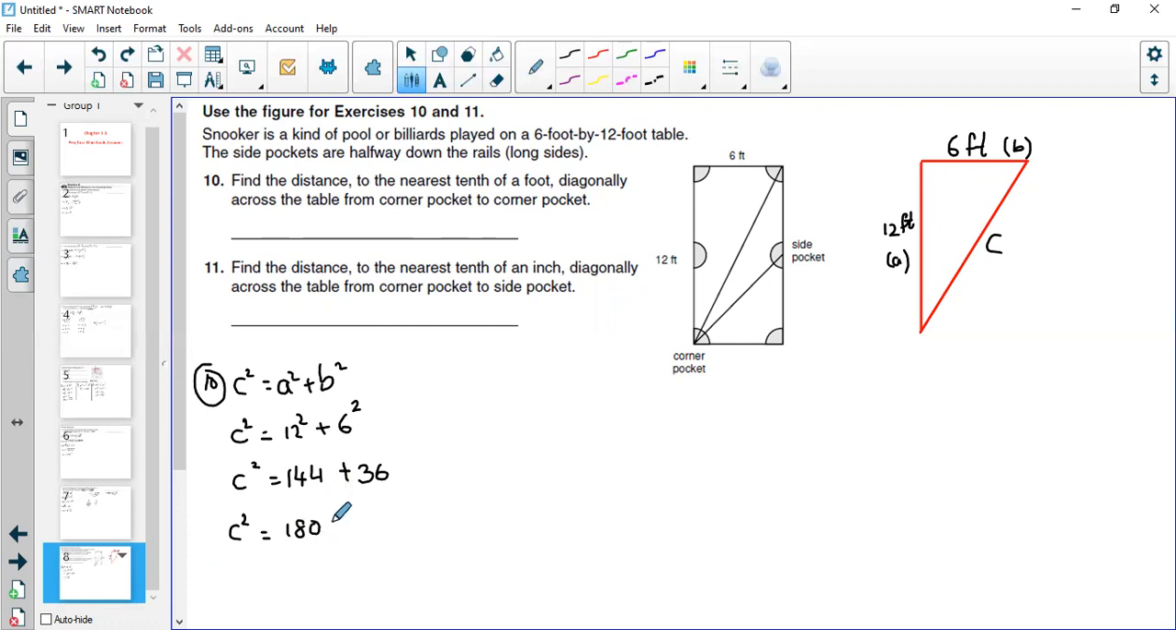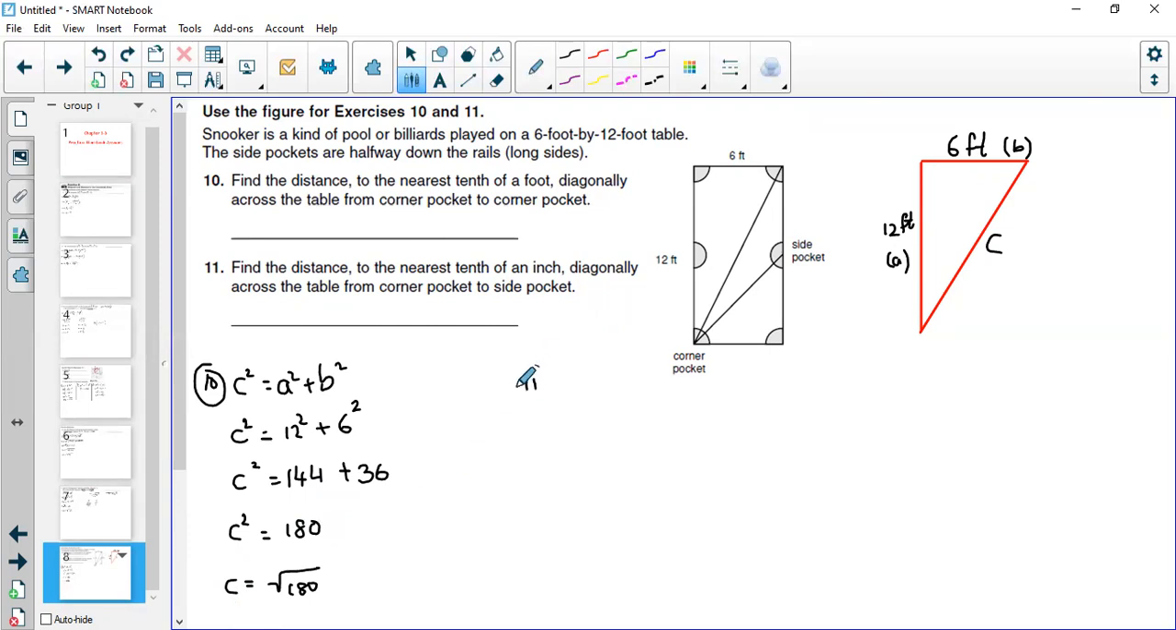180. Now again, is 180 a perfect square? No, it is not. So we put C equals root of 180, because else you will have to use your calculator, which is not allowed, as you know. So for now, it's not correct to leave the answer like this, but because you're not allowed to use the calculator, I'm telling you, leave the answer like this.